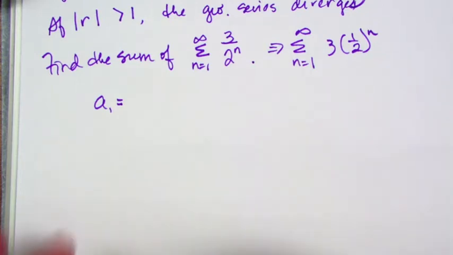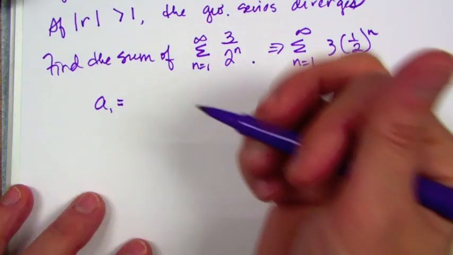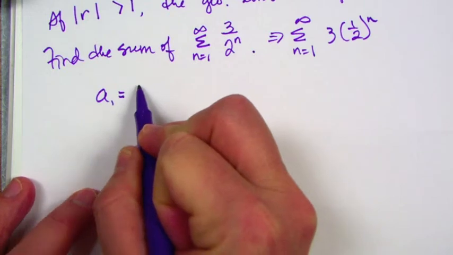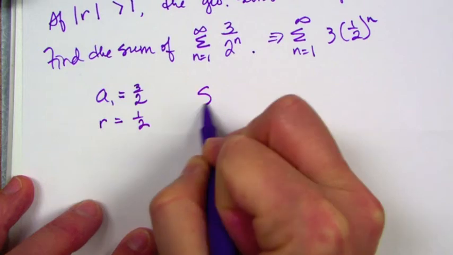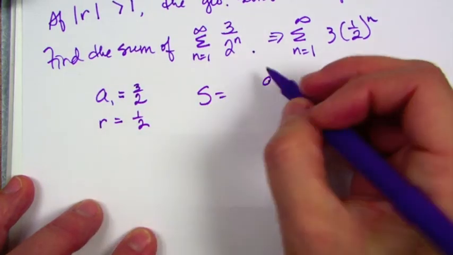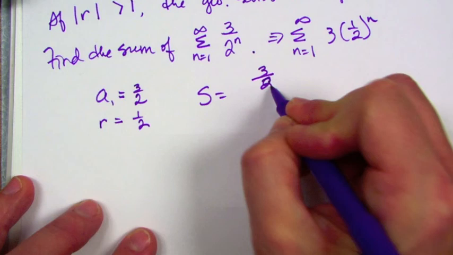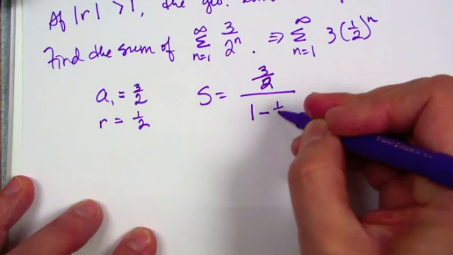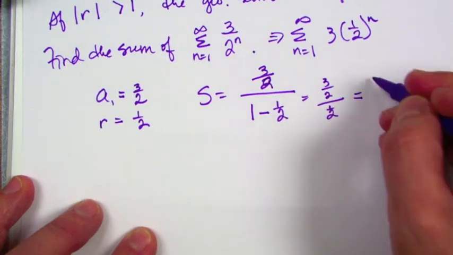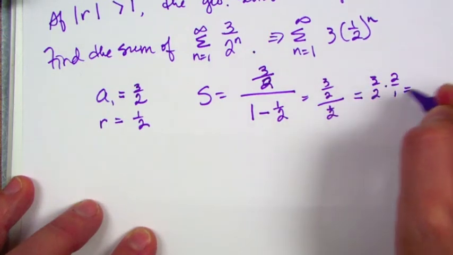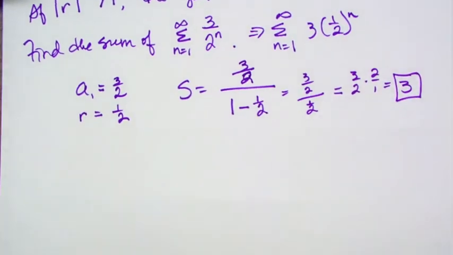Okay, so a sub 1 is what? 3 halves. And what is r? 1/2. And the formula is a sub 1, which is 3 halves, divided by 1 minus r, which is a half. So we get 3 halves divided by a half, which is 3 halves times 2 over 1, which is 3. And that's exactly what it appeared that it was summing to, right? When I did all those partial sums, adding a term each time, it appeared that it was going to 3, and in fact, it does go to 3.